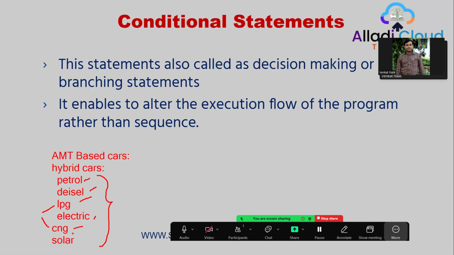Firstly, CNG is very cheap. Then the next is LPG. Next is going to be electrical. Next is diesel. Then the last priority is petrol. Petrol is highly expensive. If else, if else, if else, if else. Are you clear? So there, an if else statement will alter the execution flow of the program rather than sequence.